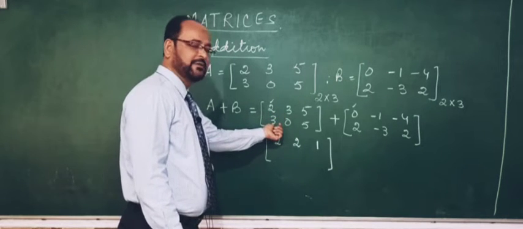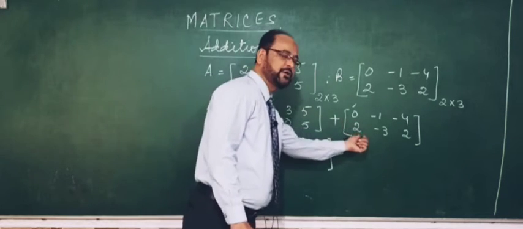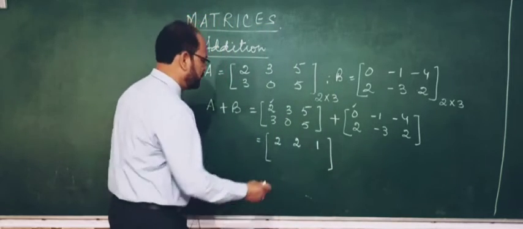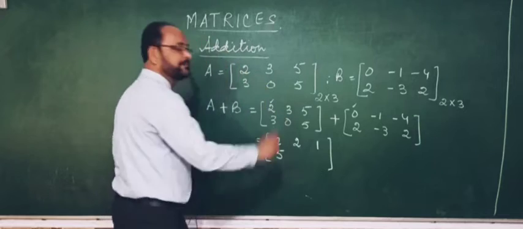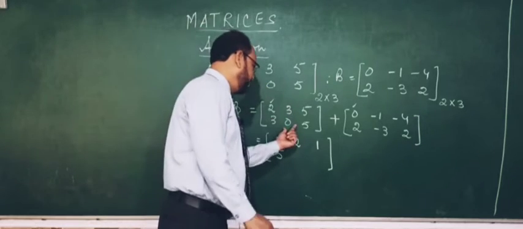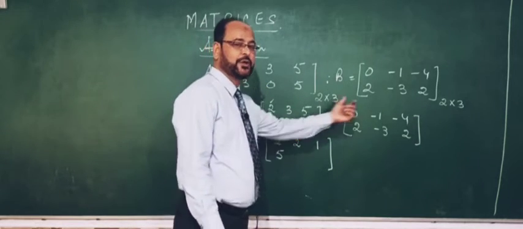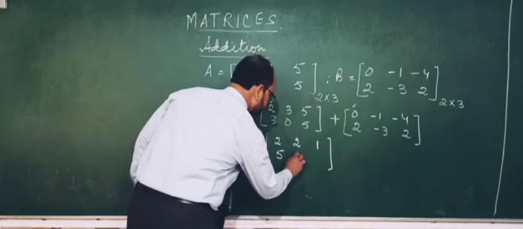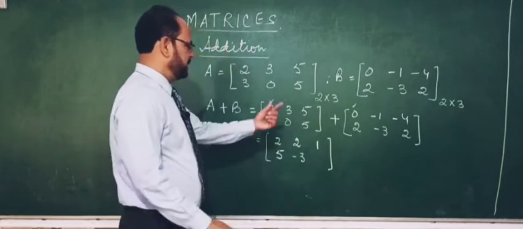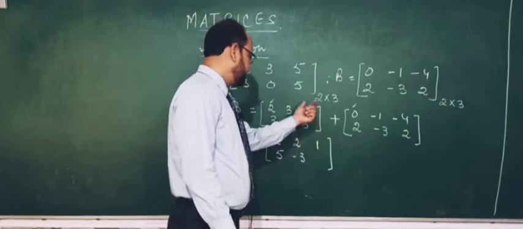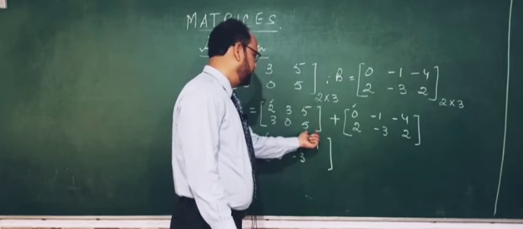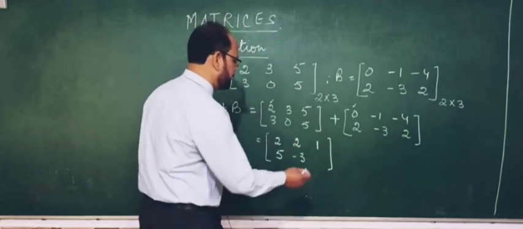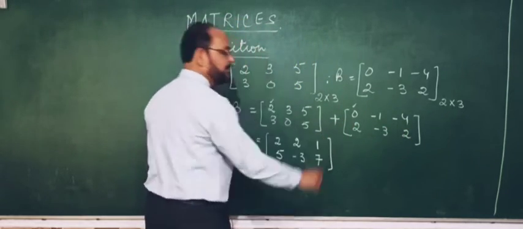The second row's first column number is 3. Here the second row's first column number is 2. You will add 3 and 2. So the sum will be 5. In the same way, you will find the sum of 0 and negative 3. 0 and negative 3, the sum will be negative 3. Then the last number, the second row third column number is 5. And here 2, you will add them together. So 5 and 2, the sum will be 7.